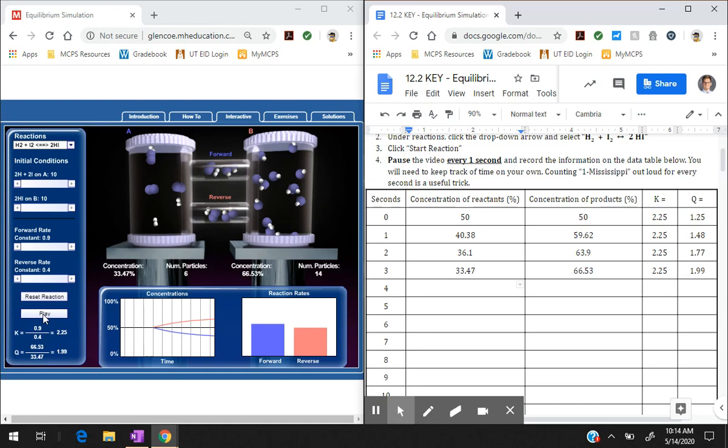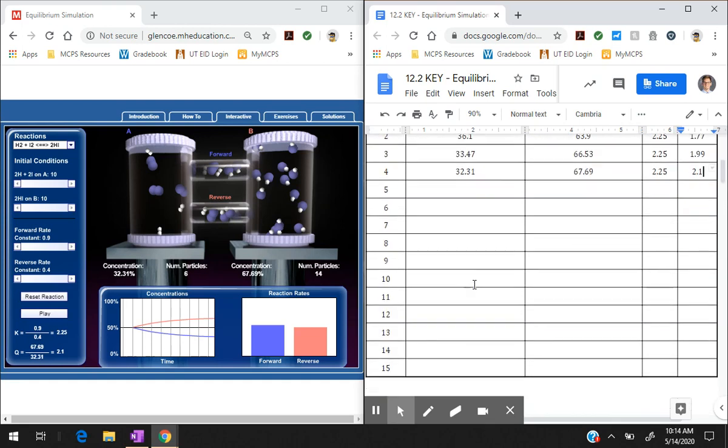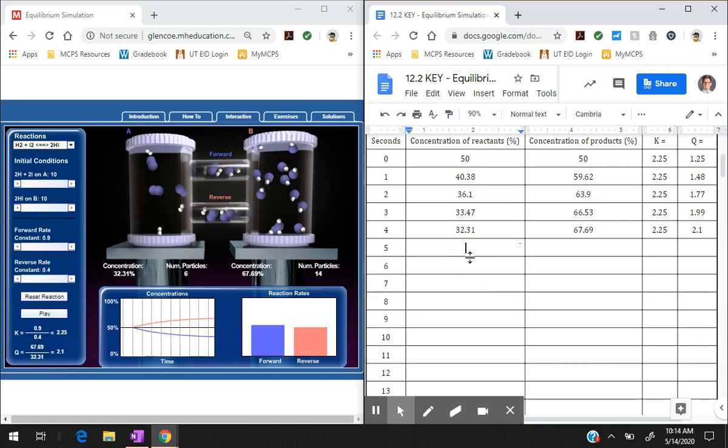So we'll do another 1 Mississippi. All right, 32.31 and 67.69. Oops. We'll just keep going until we reach equilibrium. 1 Mississippi. All right.